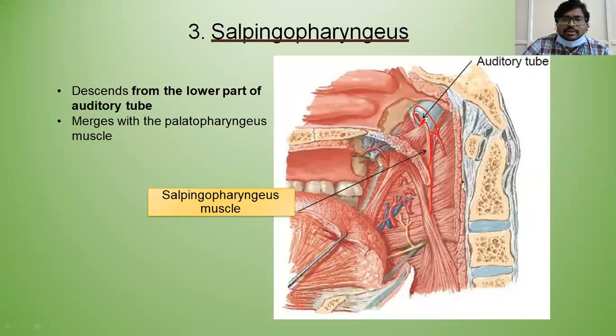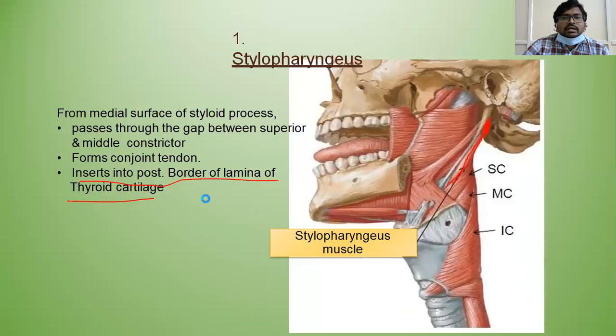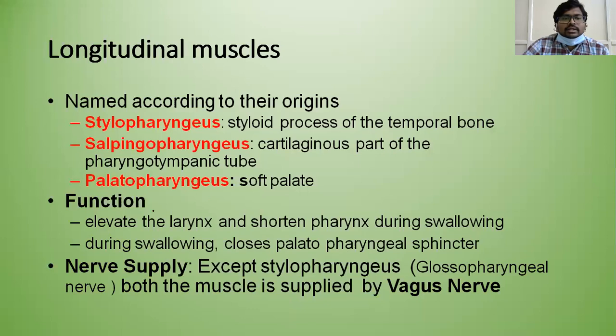Sometimes this salpingopharyngeus is also known as the third fascicle or third point of origin for the palatopharyngeus muscle. So the main function of these longitudinal muscles is to elevate the larynx, because it is attached to the thyroid cartilage. Whenever it contracts, it elevates the larynx, and it is also attached to the pharynx. That's where it gets shortened. Whenever it contracts, it happens during swallowing.